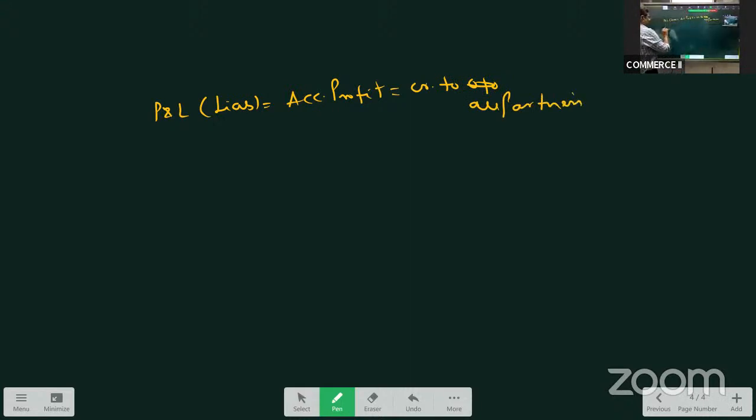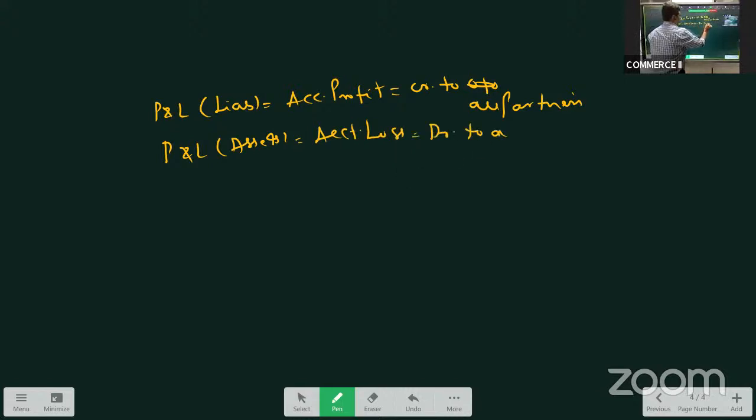And if the P&L balance is given on the asset side, then it is an accumulated loss and it has to be debited to all partners. So in this case, he gave accumulated loss. P&L debit balance is given, shown on the asset side. It is to be debited to all partners.